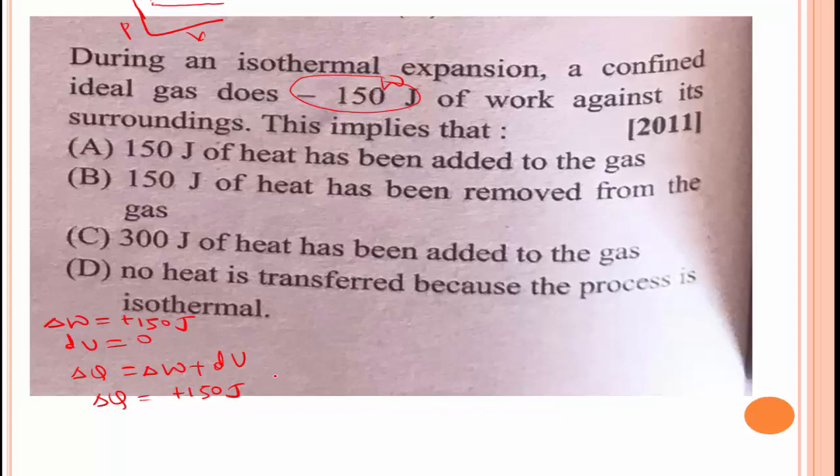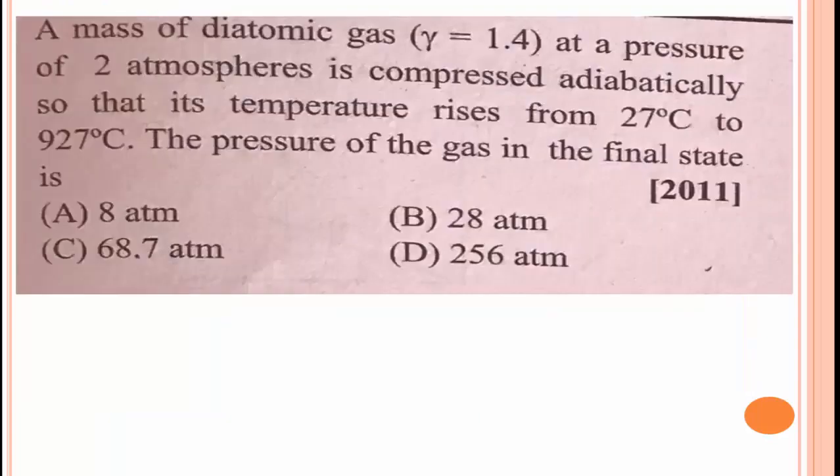Heat is positive. It means heat is absorbed by the gas. Option A: 150 joule of heat has been added to the gas. Option B: 150 joule of heat has been removed from the gas. Option C: 300 joule of heat has been added to the gas. Option D: no heat is transferred because the process is isothermal. Option A is the right answer: 150 joule of heat has been added to the gas.